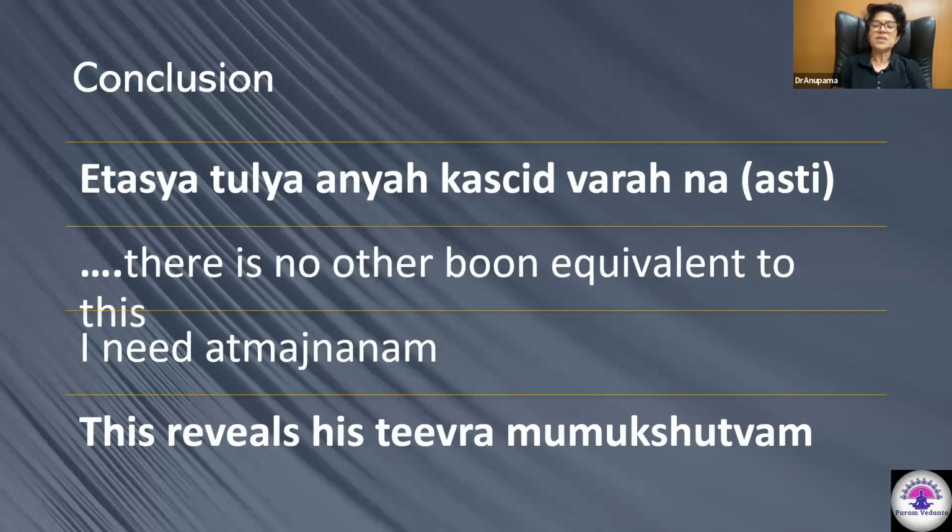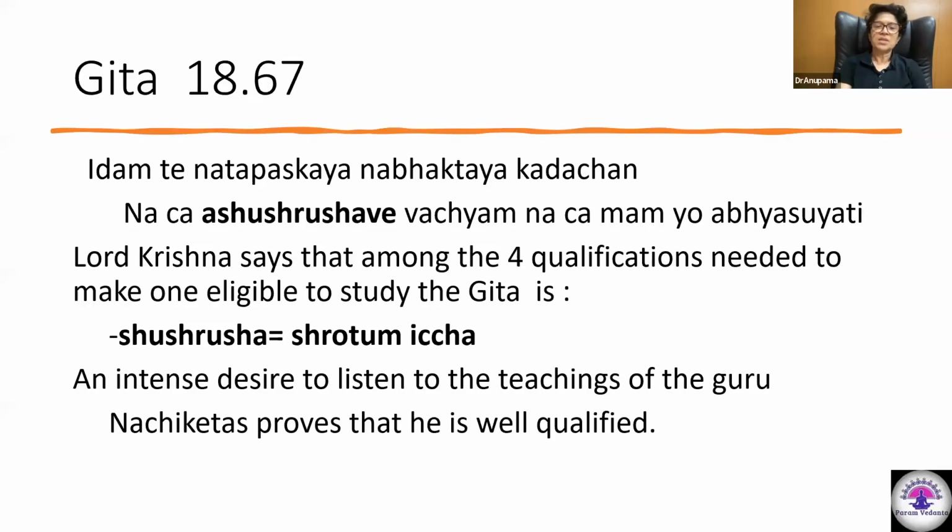This reveals his Tivra Mumukshutvam. In Bhagavad Gita, chapter 18, verse 67, Lord Krishna says that among the 4 qualifications needed to make one eligible for the study of Gita or any scripture is Shushrusha, meaning Shrotum Ichha, an intense desire to listen to the teachings of the Guru. Nachiketas proves that he is well qualified.